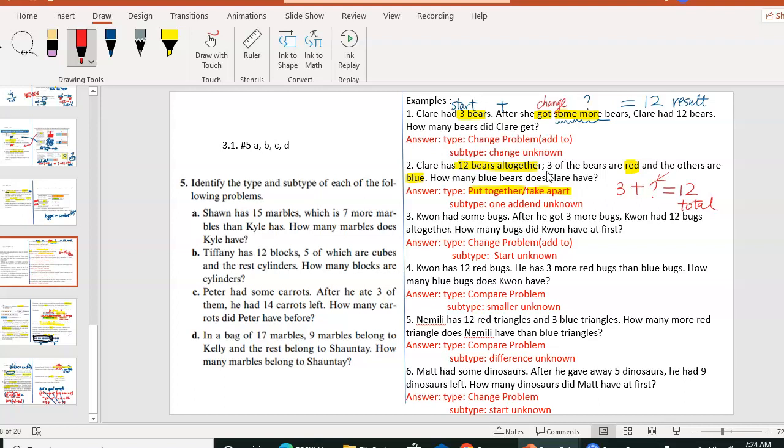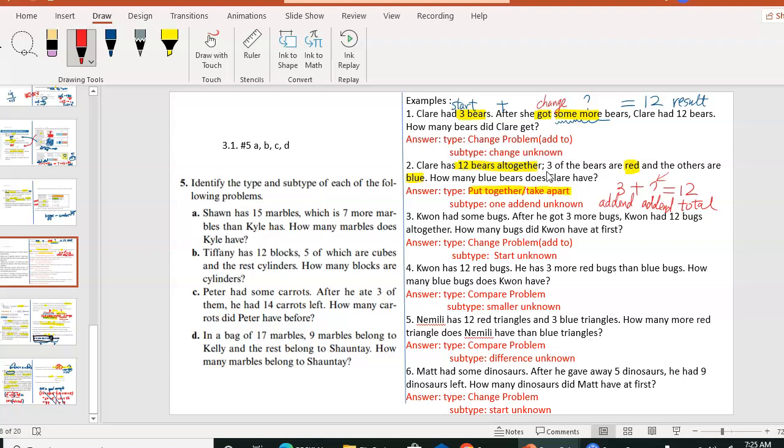And the subtype in this case, because it's just different colors, really none of these numbers is a change. So we call these addend, addend. We have two addends. These two addends add up to the total, but one of them is missing. So in this case, one of the addends is unknown. So the subtype, you would just say one addend unknown.